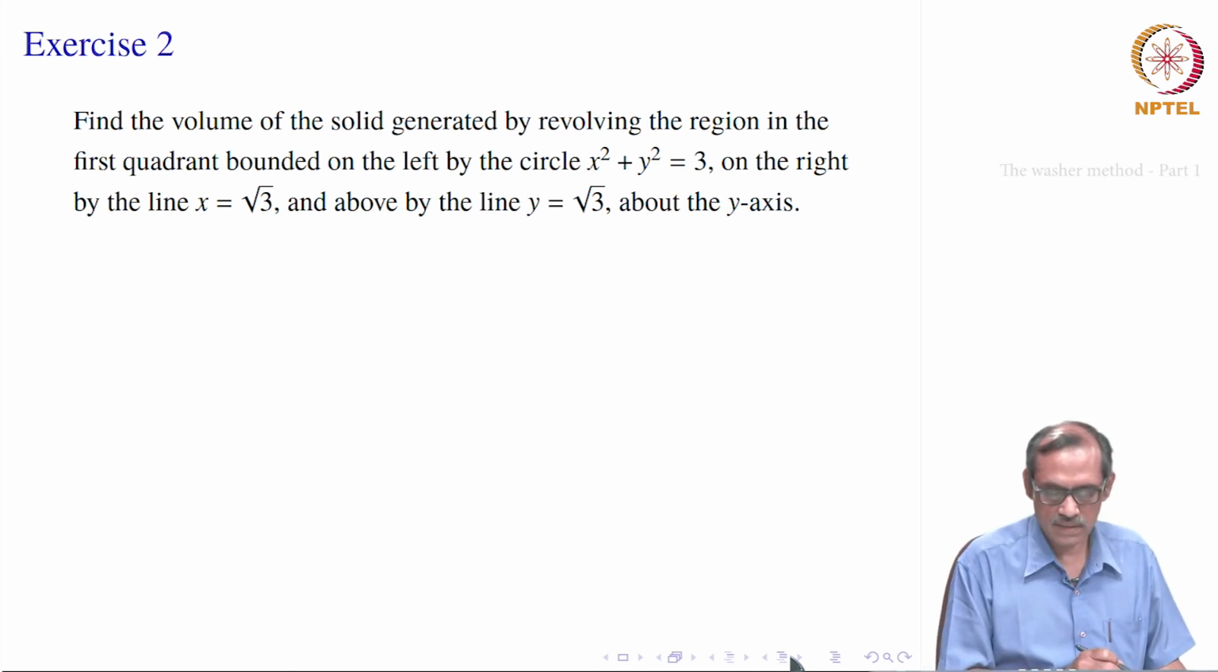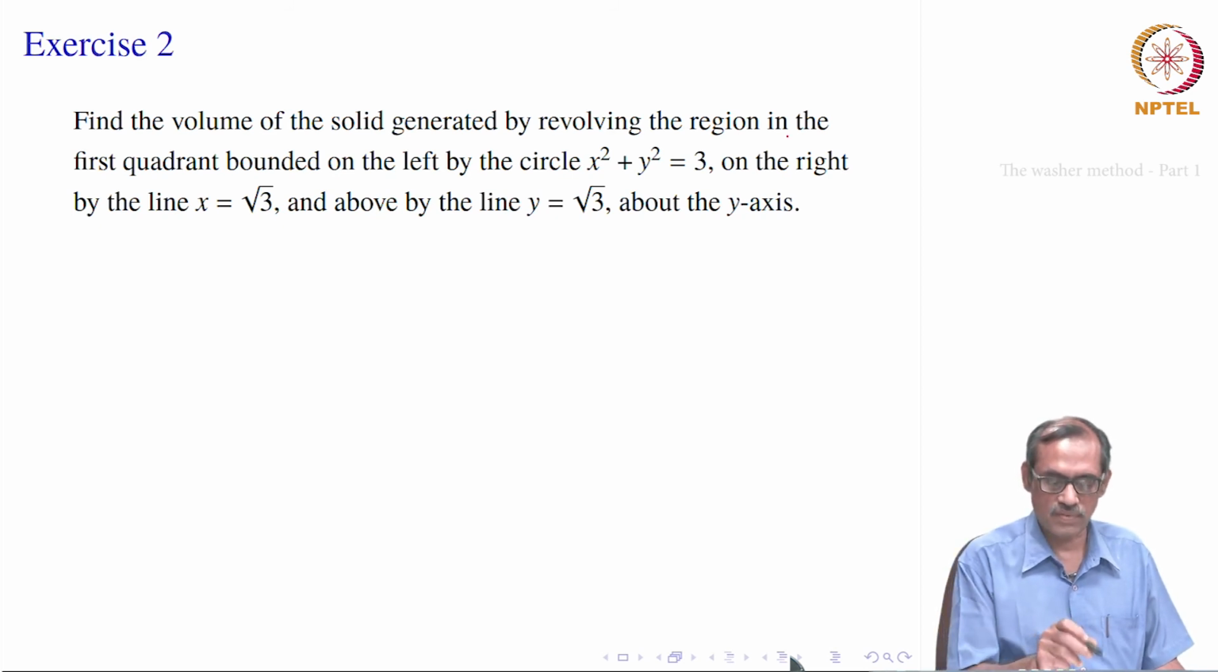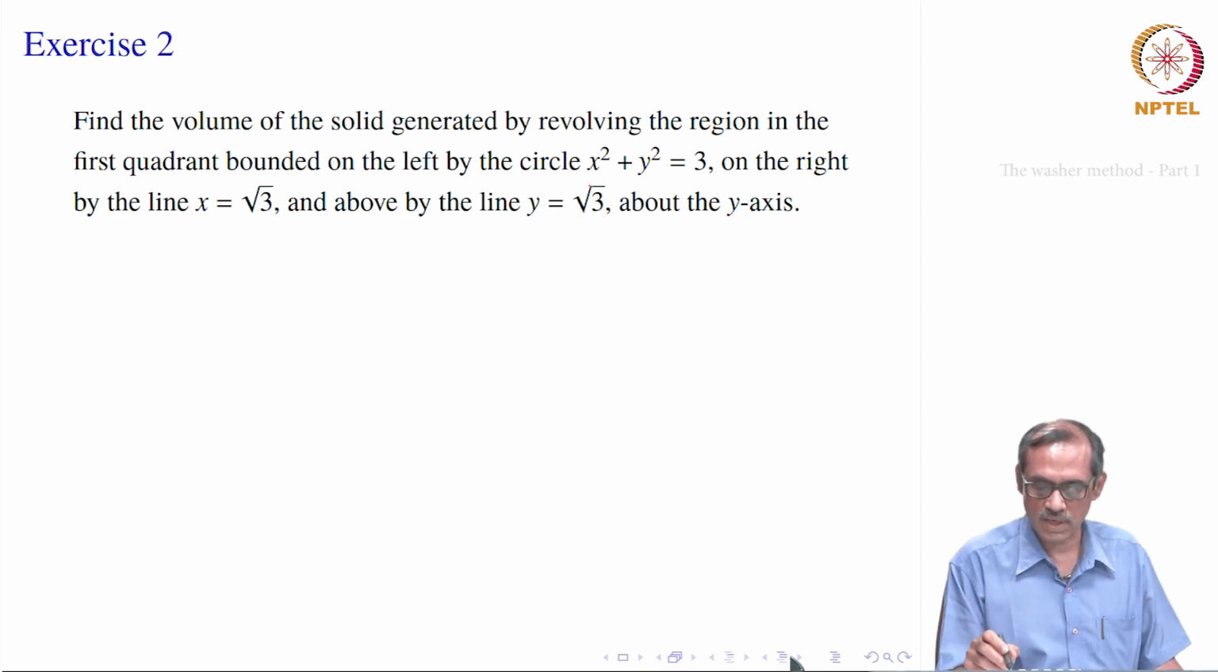Here we want to find the volume of the solid generated by revolving the region in the first quadrant, bounded on the left by the circle x² plus y² equal to 3, and on the right by the line x equal to root 3, and above by the line y equal to root 3, about the y axis. So, first we have to see what is the region, then think about revolving it about y axis. So, getting the limits for y from the intersections, and then find capital R of y, small r of y, plug it in the formula.